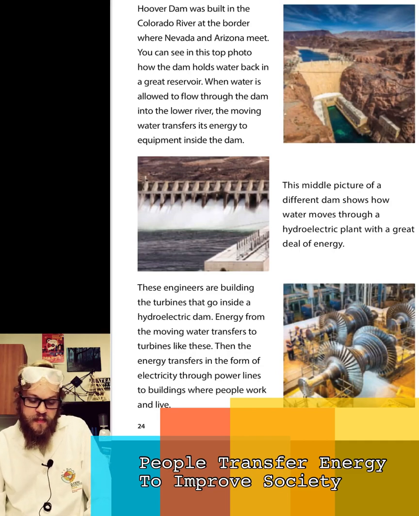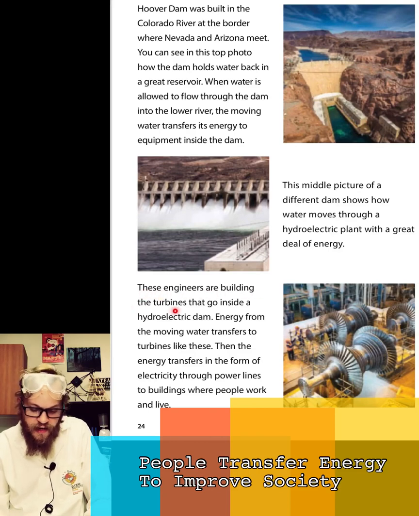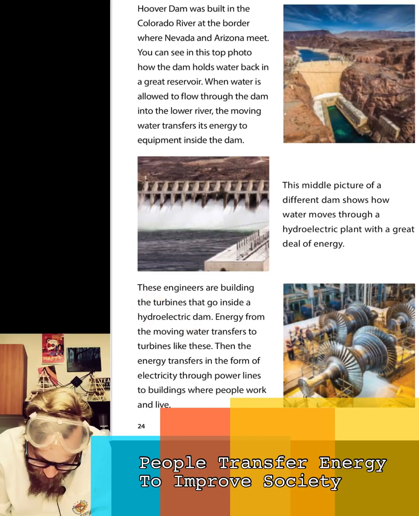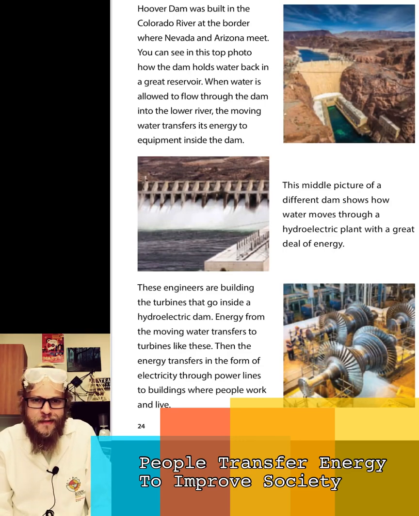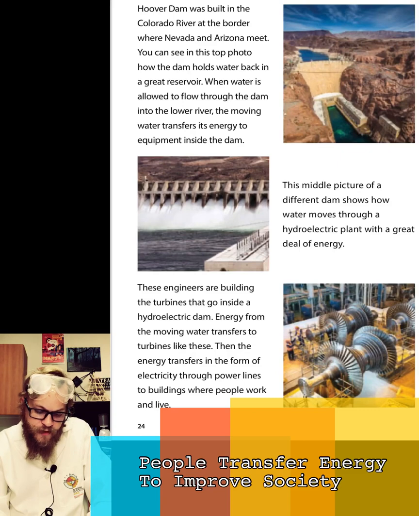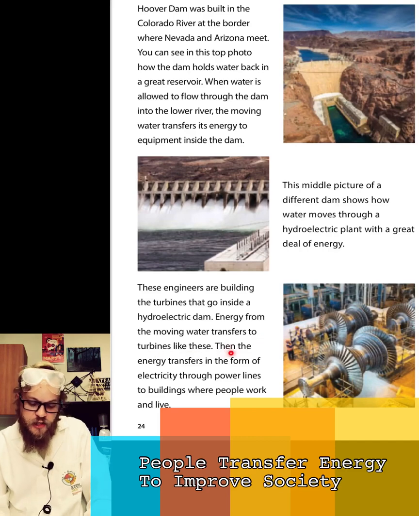Okay? The engineers are building the turbines that go inside a hydroelectric dam. So these are the big turbines. And can I see a person? Here's a person. So the turbine's like 2 or 3 times the size of a person. Energy from the moving water transfers to turbines like these. Then the energy transfers in the form of electricity through power lines to buildings where people work and live.